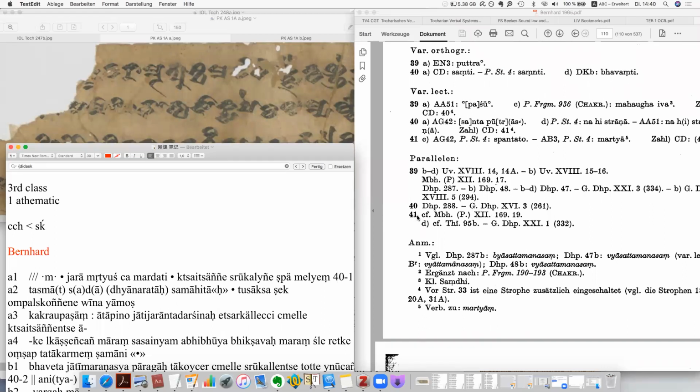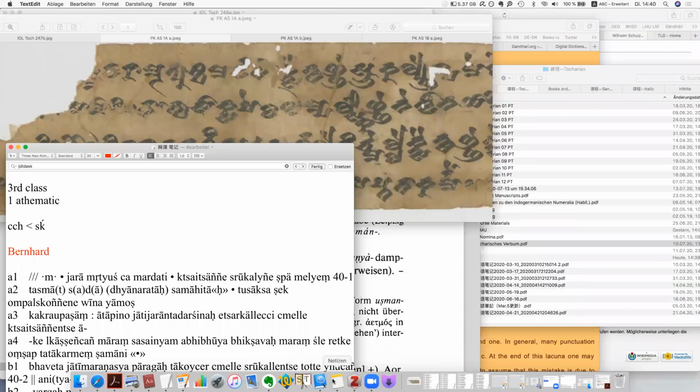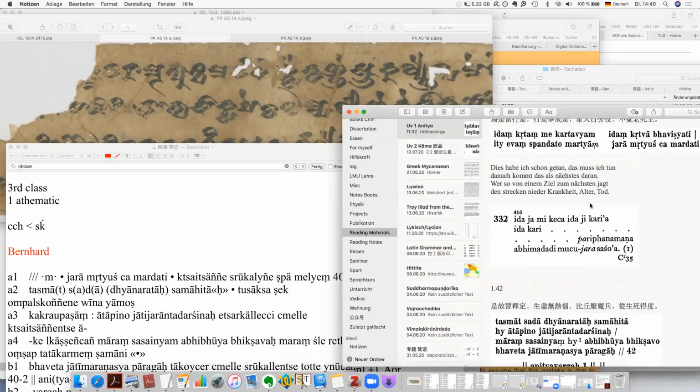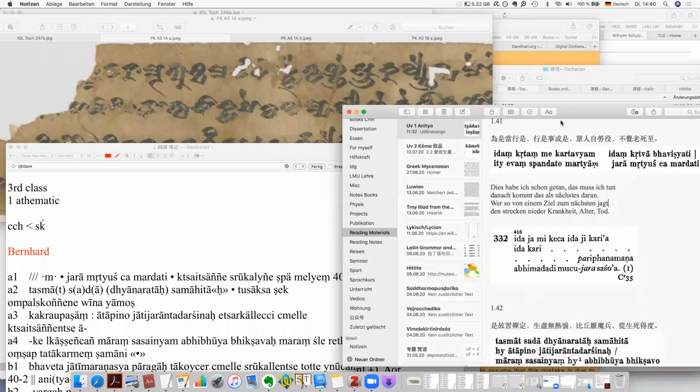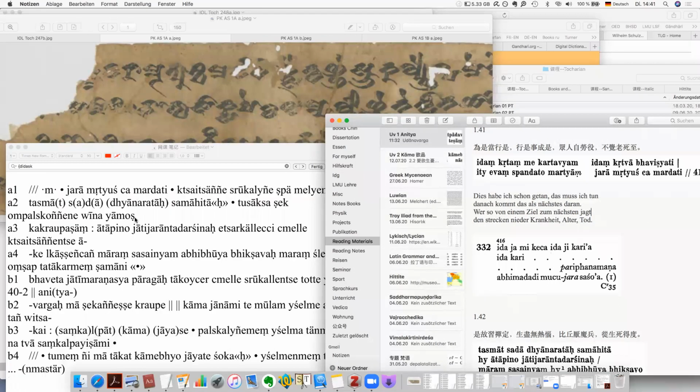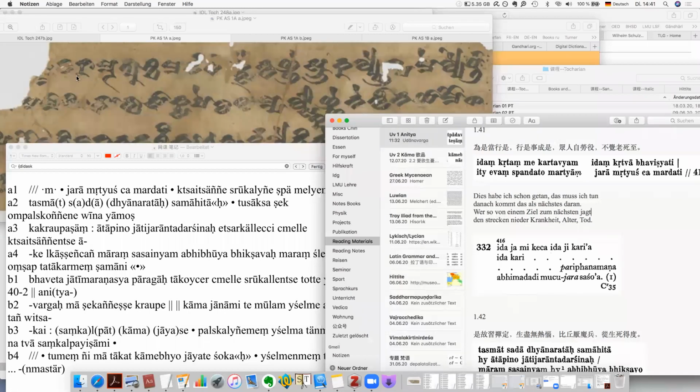So here you find the parallel text. For verse 41, we have a Gāndhārī version. G stands for Gāndhārī Dhammapada, so we will also check it. This is a comparative version, and we can read it here. But first, let's check the manuscript. This is actually line 1. We start from here. So this is a J.